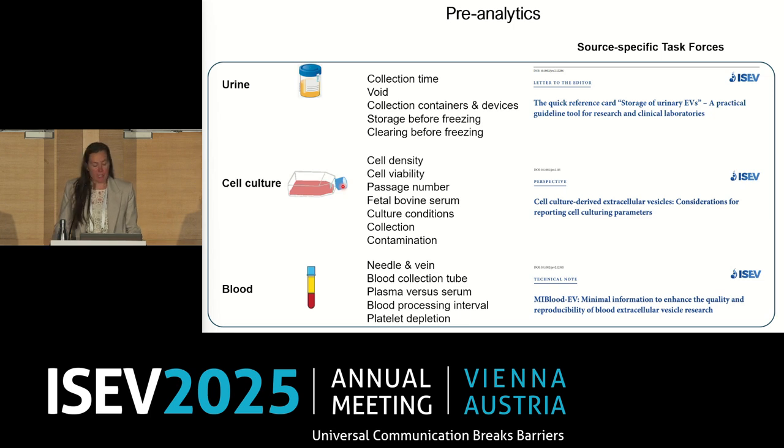So for blood, it all starts already from which vein will you start to collect the blood sample? Which needle will you use to extract the blood? Which blood collection tube? How will you process the blood sample? Will you work with blood plasma or serum?